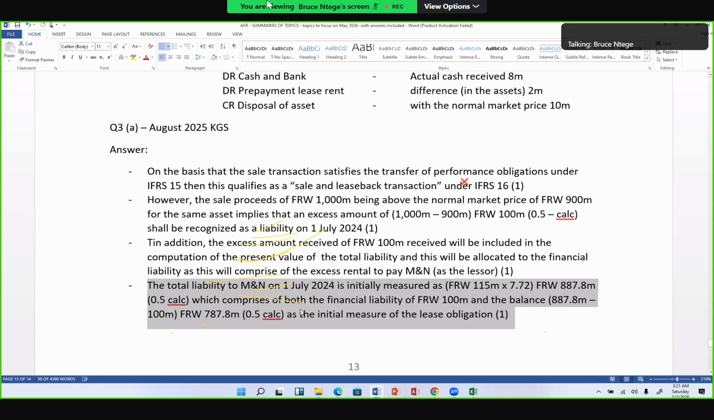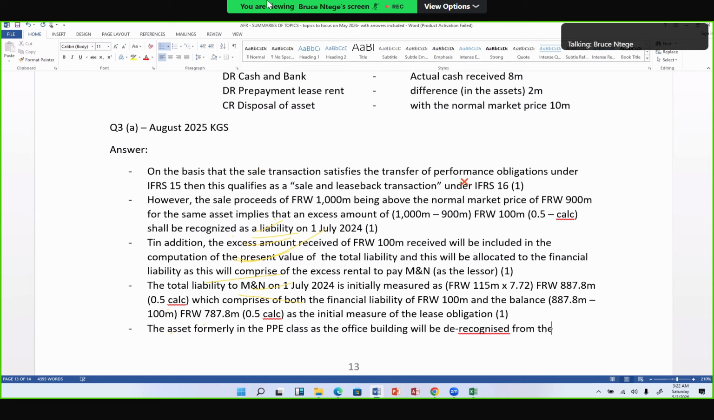Okay, so then you move on to say that for the asset, that asset which was formerly in the PPE class, as the office building, will be derecognized. We shall have it derecognized. Okay? From the PPE class based on its carrying amount on the date of sale.